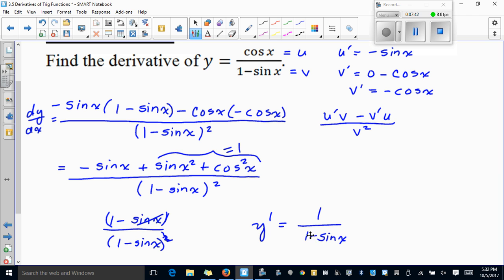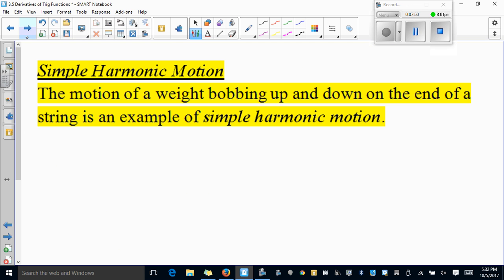Okay, simple harmonic motion. The motion of a weight bobbing up and down on the end of a string is an example of simple harmonic motion. You guys have seen these little things. They just bounce up and down. So let's play with a couple of problems, so we actually get in there and start doing more things with the trig function.